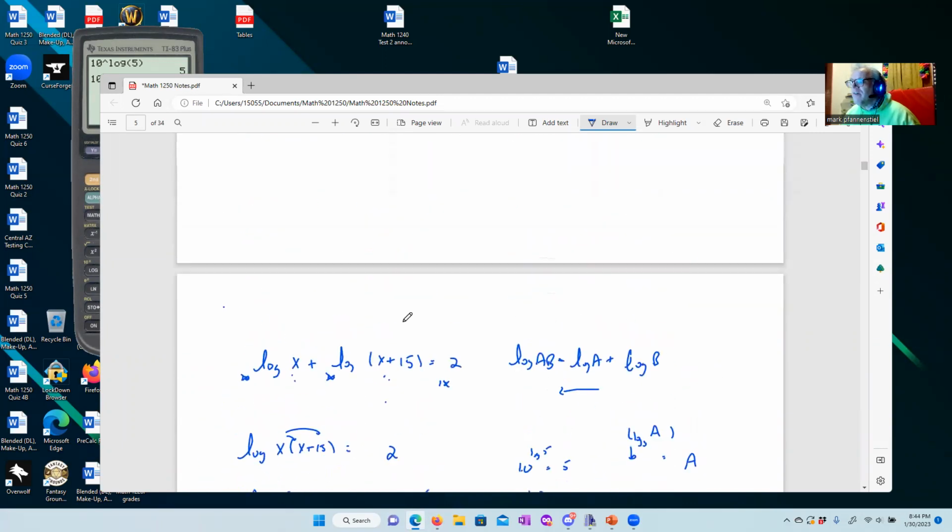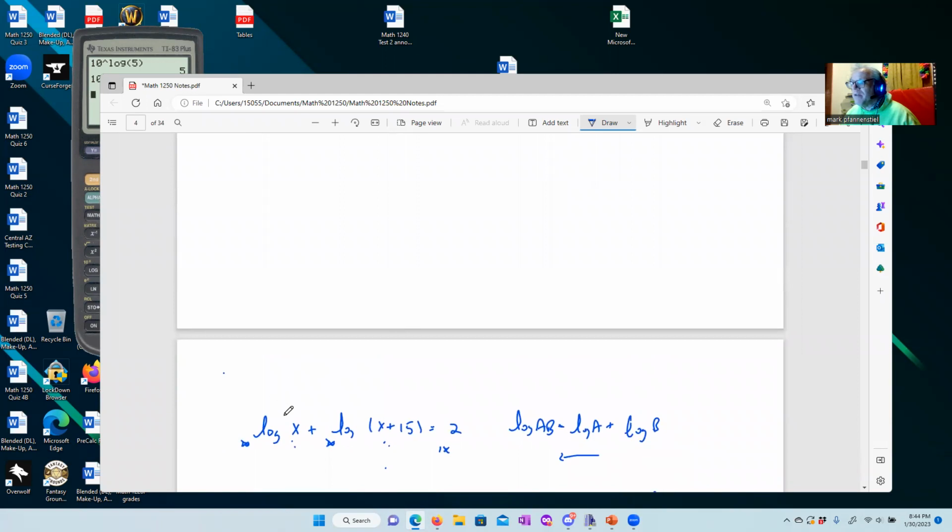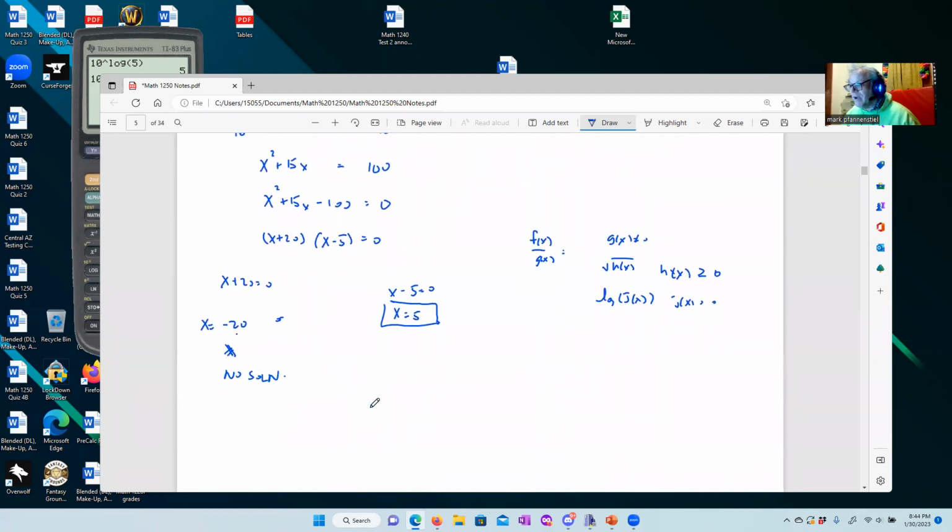What happens if I put in a 5? Well, we go back and put in a 5, we get log 5, that's fine. We get log 5 plus 15, that's log 20. That one works just fine. So that's a solution.